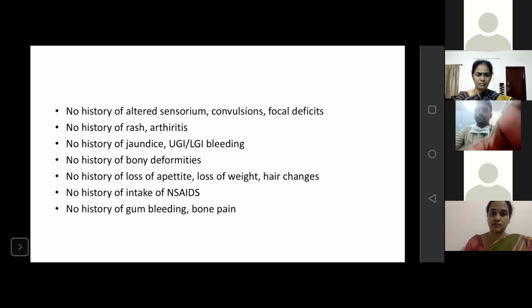There was no history of intake of non-steroidal anti-inflammatory drugs or any drugs other than paracetamol for this illness during this episode. There was no history of bleeding of gums or generalized body ache or specifically bone pain.